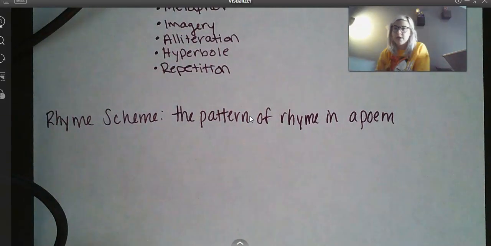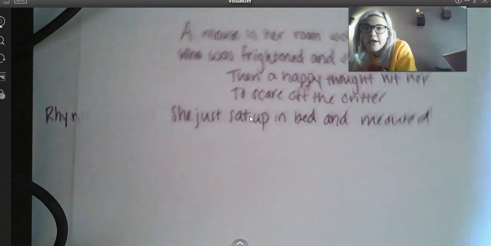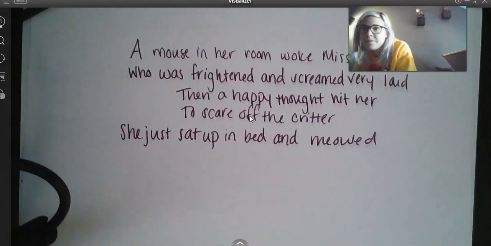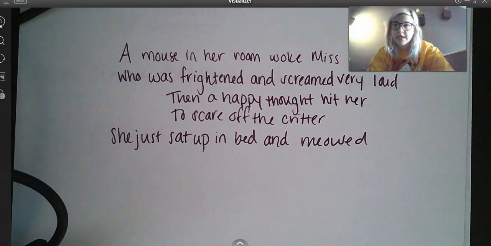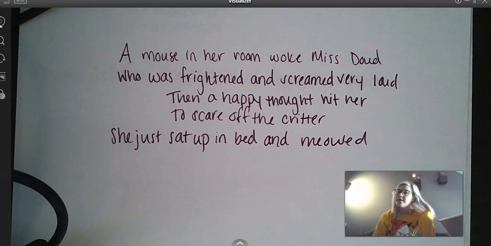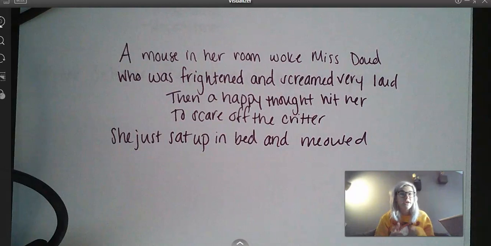So we're going to do one quickly together. I have this little kind of dumb poem here. Let me move this out of the way so you can see. Okay. A mouse in her room woke Miss Dowd, who was frightened and screamed very loud. And a happy thought hit her to scare off the critter. She just sat up in bed and meowed. So we're going to look through.